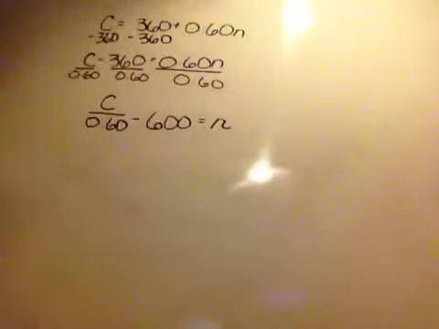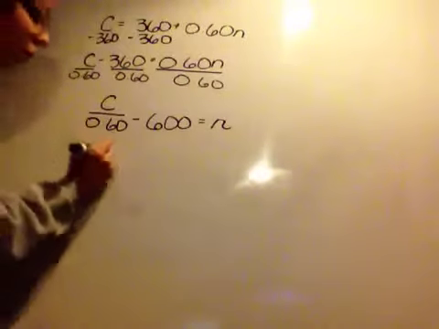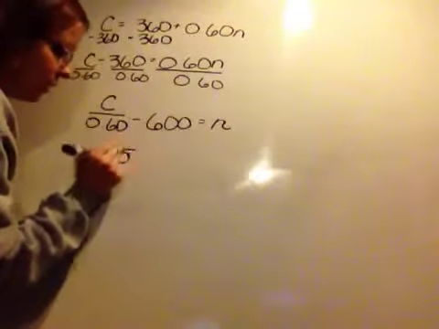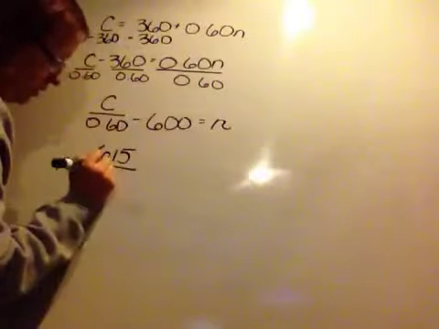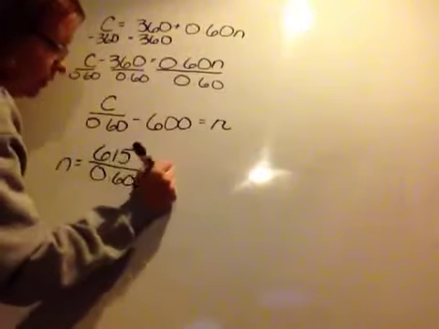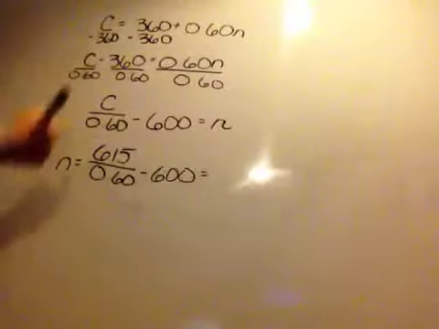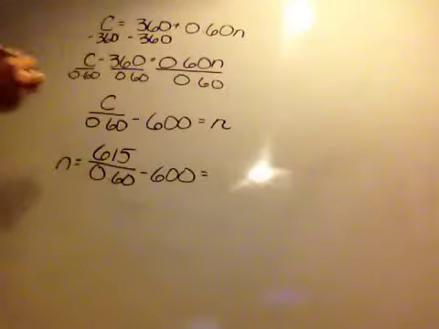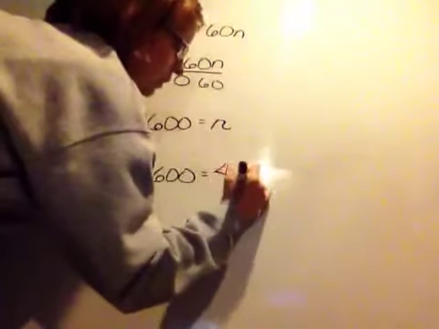equal to n. And the next part wants me to find the number of greeting cards produced in a month in which the company's total cost to produce the cards was $615. So I'm going to put 615 in for C. And putting that into my calculator, I get 425 cards.